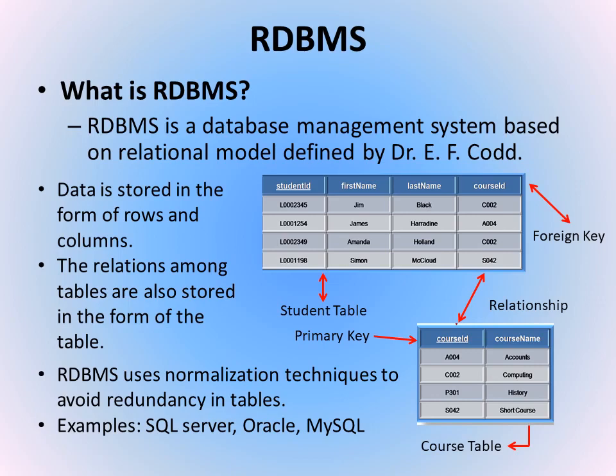RDBMS uses the normalization technique to avoid redundancy in tables. So what is redundancy? Redundancy means storing the same data at multiple locations. Now when we use the normalization technique, that means when we normalize our database and our tables, then there are minimum chances of duplication of data. Normalization is the process of breaking down a larger table into smaller tables and then linking these tables using relationships. Thereby, it removes the anomalies related to insertion, updation and deletion.